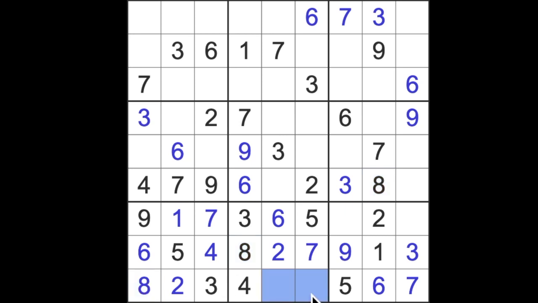Missing over here is 1 and 9. Do we know? Yes, we do, because we've got 9 blocking here and up here. So that puts 9 into those squares. So this can't be a 9. That must be 9, and this must be 1. Right.